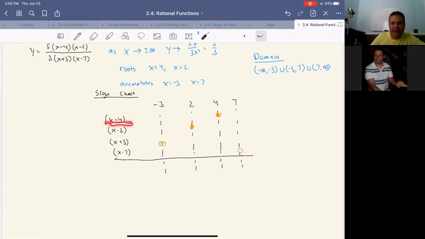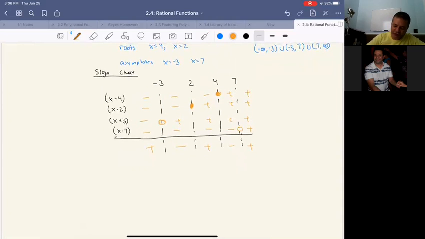All of these considered on their own, they slope up. So minus, minus, minus, plus, plus; minus, minus, plus, plus, plus; minus, plus, plus, plus, plus; minus, minus, minus, minus, plus. 4 minuses is going to give us plus. 3 minuses is minus, plus, minus, plus. Okay, now we can go ahead and draw our graph.